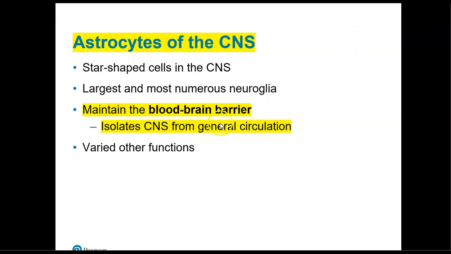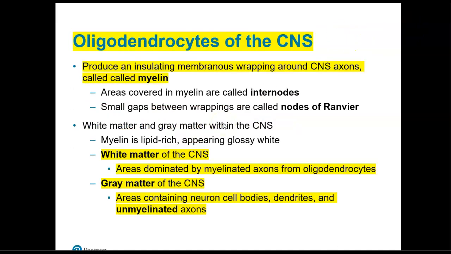Astrocytes, again, maintain the blood-brain barrier. Oligodendrocytes produce myelin. Now we can talk about what the difference is between white matter and gray matter. White matter are areas dominated by myelinated axons, and gray matter is areas that contain neuron cell bodies, because remember, in the cell bodies we have Nissl bodies, which contribute to the gray color, and dendrites and unmyelinated axons. All of that is found in gray matter.